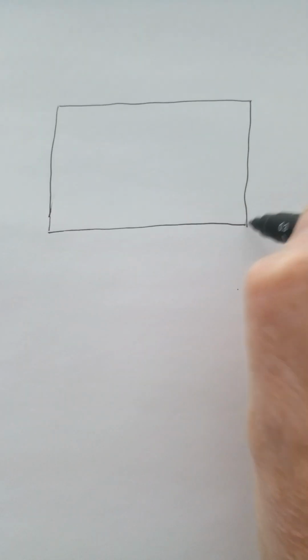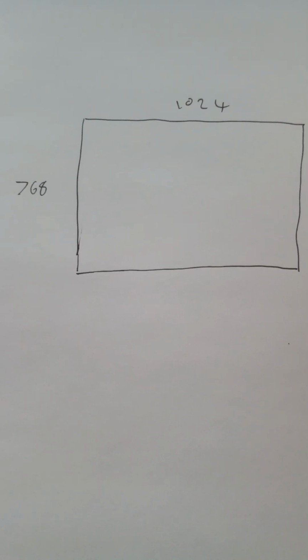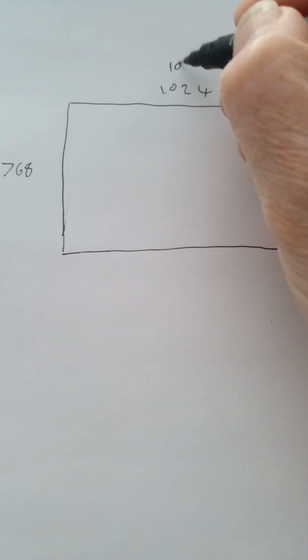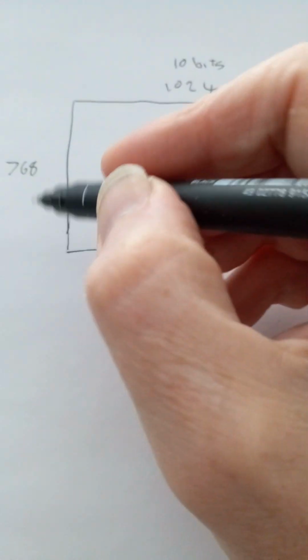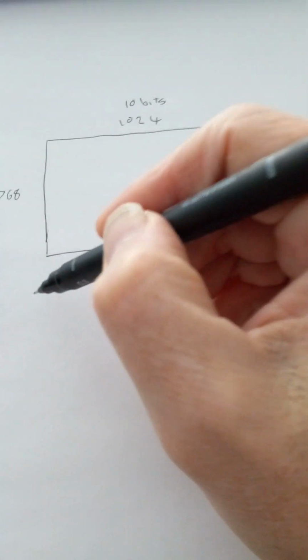So you have a display, and so this is really 10 bits, and this is 9.5 bits. 10 bits down to here.